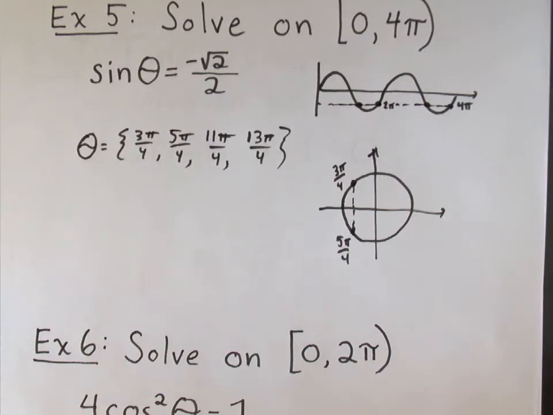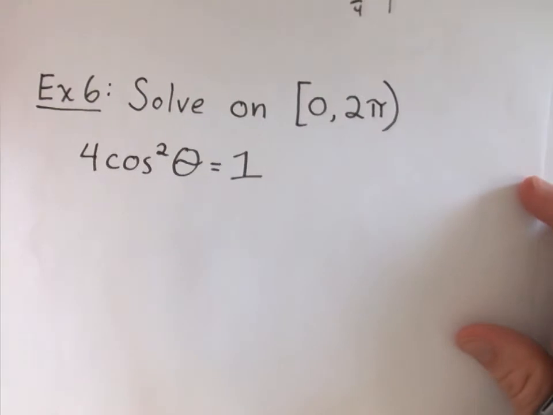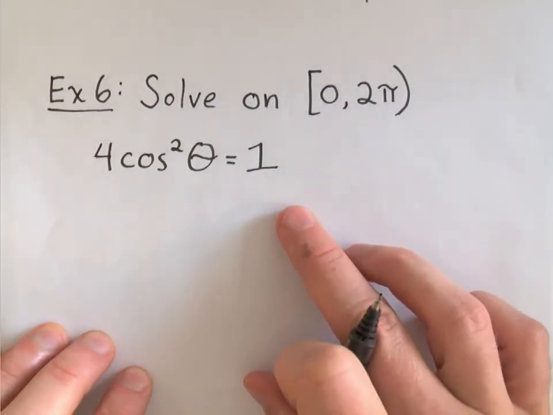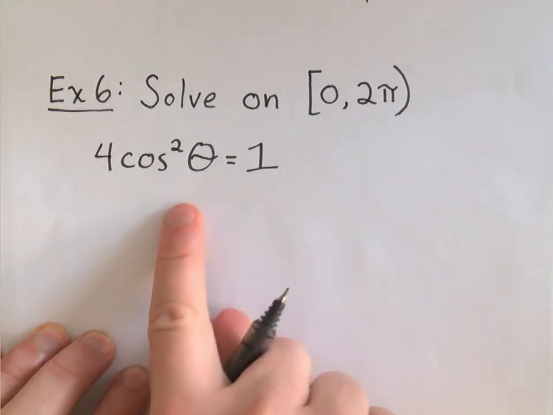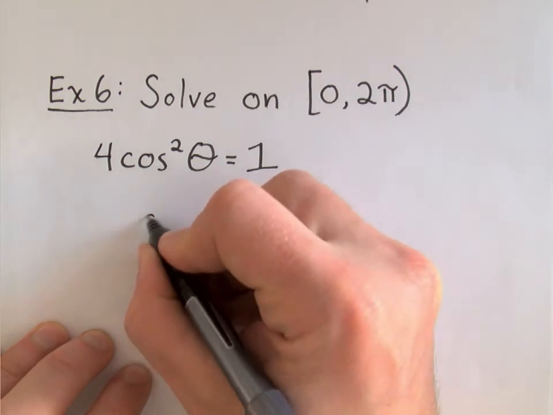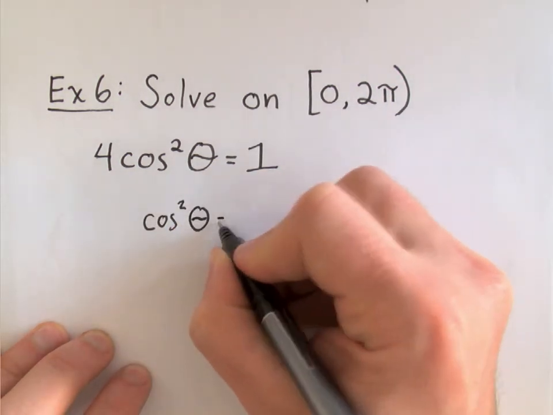In example 6, we see another equation that has 4 solutions, but for a different reason. So we're asked to solve 4 cosine squared equals 1 on the interval from 0 to 2 pi. So back to that same interval, but now a different type of equation. This one, cosine's not isolated. So I need to start by isolating the cosine function. And I can do that by dividing both sides by 4.